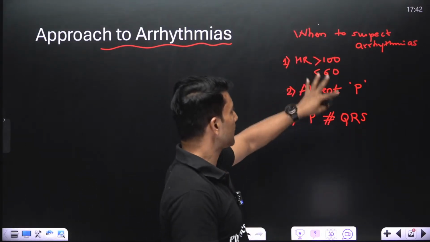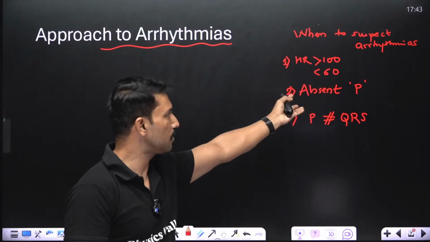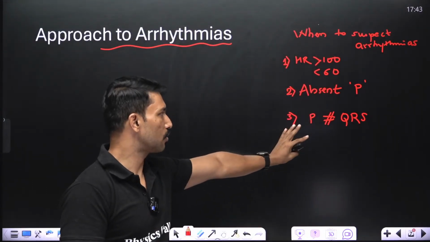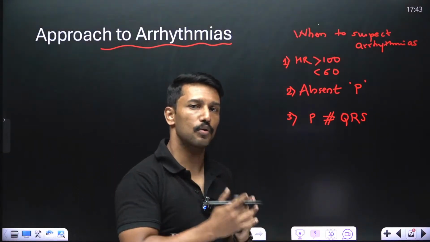Okay. So if I get a patient where heart rate is either more than 100 or less than 60, or I observe that P waves are absent, or the number of P waves and QRS complexes are not equal, I suspect arrhythmias. Now I'm suspecting arrhythmias, how will I take it to diagnosis?